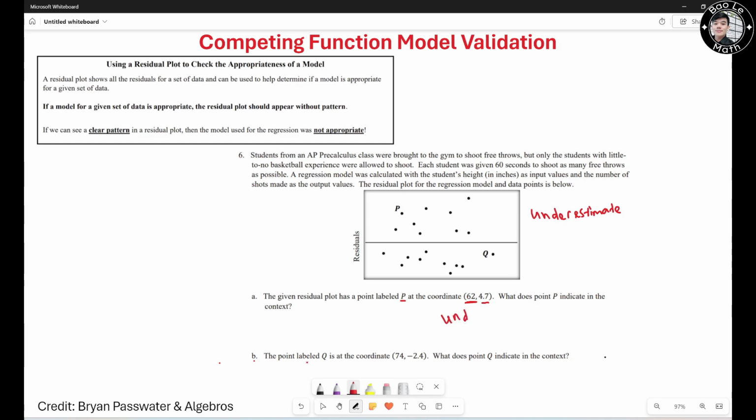Question B. The point labeled Q has the coordinate 74, negative 2.4. What does point Q indicate in this context? Because point Q is below the x-axis, for the student with a height of 74 inches, the model overestimates the actual number of shots made by 2.4. Alright, so below the x-axis, this is an overestimate.